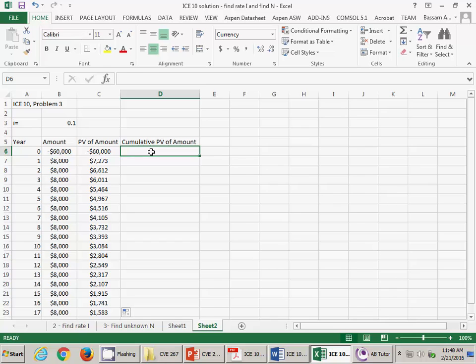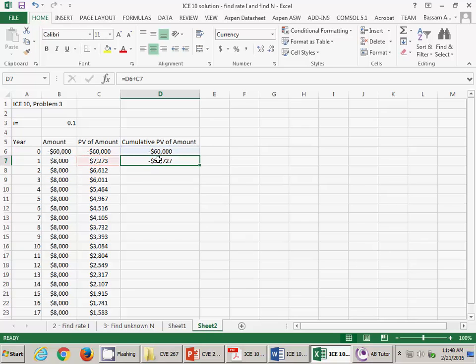Cumulative present value. So in year 0, all we've done is we've paid 60,000, so the cumulative amount is negative 60,000. Now in year 1, we've paid 60,000 and then we got 7,273. That's the worth of 8,000 from the viewpoint of year 0. So what I do is I have the previous year. Equals tells it, let's do a formula. So equals, and I click on the previous year, plus this amount, the 7,273, and then enter.